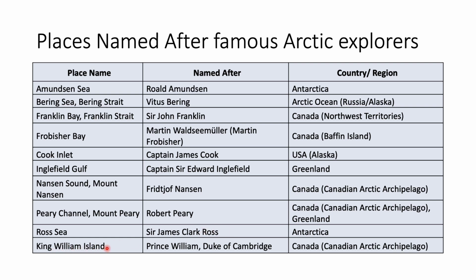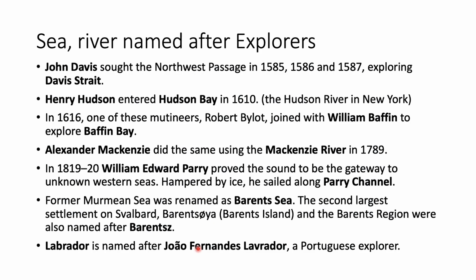King William Island was named after Prince William, Duke of Cambridge. Similarly, there are various sea and river names which are named after explorers, mainly in the Arctic region we will be looking at. Davis Strait was named after John Davis. Hudson Bay was named after Henry Hudson. Of course, there is a Hudson River in New York also. Baffin Bay was named after William Baffin. The Mackenzie River in Canada was named after Alexander Mackenzie. Parry Channel was named after William Edward Parry.